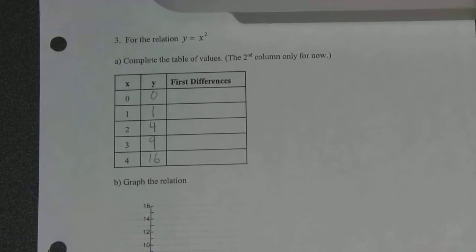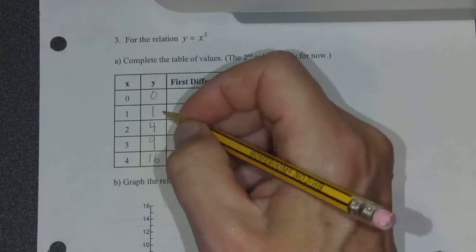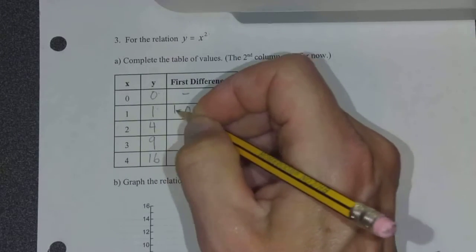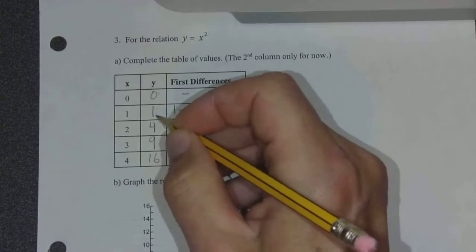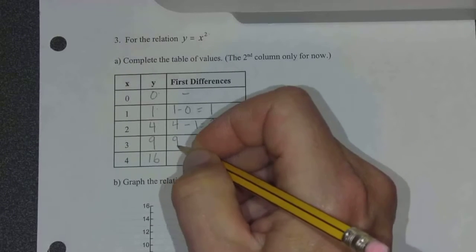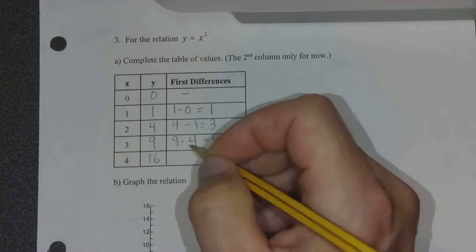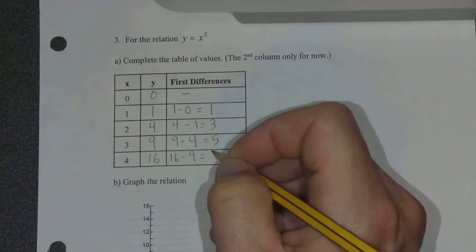Okay, while we're on this table, let's do the first differences right away, which is letter E. So, second one minus the first one. 1 subtract 0, 1. 4 subtract previous one, 3. 9 subtract the previous one, 5. 16 subtract the previous one, 7.